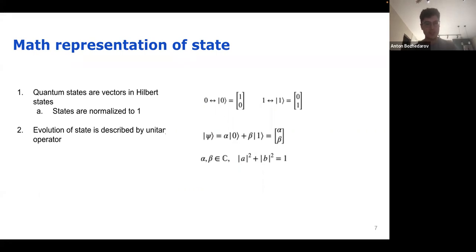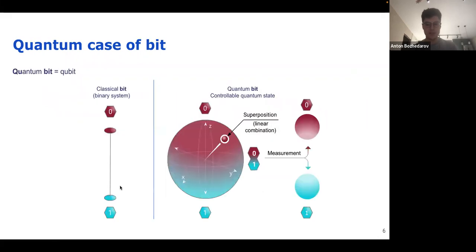And we usually encode classical bits in a quantum way. So when we suppose that a binary system is quantum, it means that this system could be in superposition, because a linear combination of quantum states is also a quantum state. And from this fact, we get that a qubit is not just a binary system. It can be described as a sphere of radius 1.